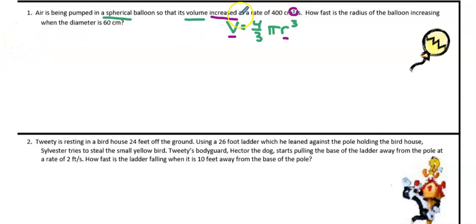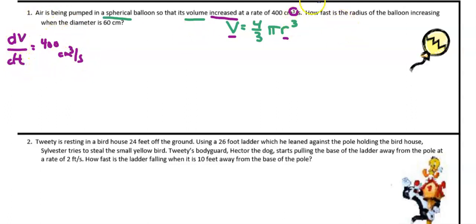So I know that since it's increasing at a rate of, I know that the change of volume with respect to time, right, is going to be equal to 400 cubic centimeters per second. The cubic centimeters is the change in volume, and the seconds is the time. So that's how we know that we have the units correct.